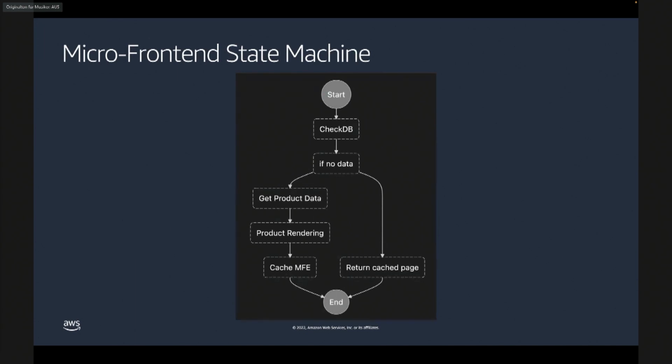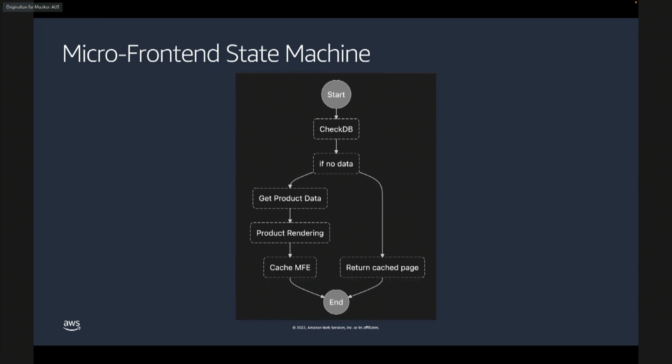And in the worst-case scenario, if I don't have anything cached, I go through this branch of my state machine, where I retrieve the product data from DynamoDB, call a Lambda function for the rendering, and then cache the micro-frontend. This is split, and potentially I could have just one thing, because with Step Functions you have the possibility to call directly any AWS API from the Step Functions code, or better, the configuration.